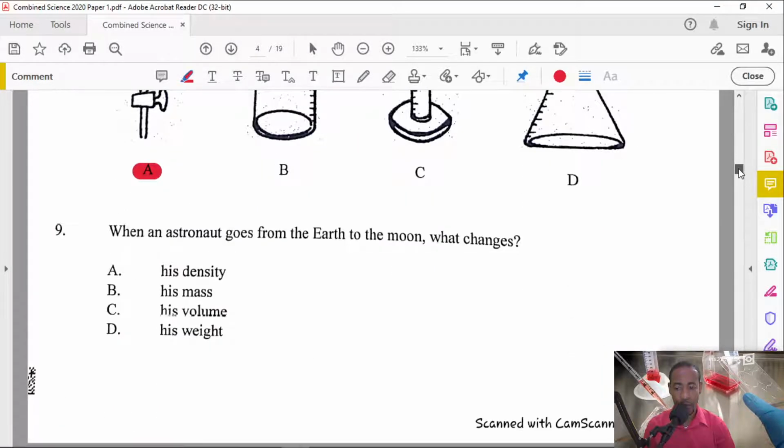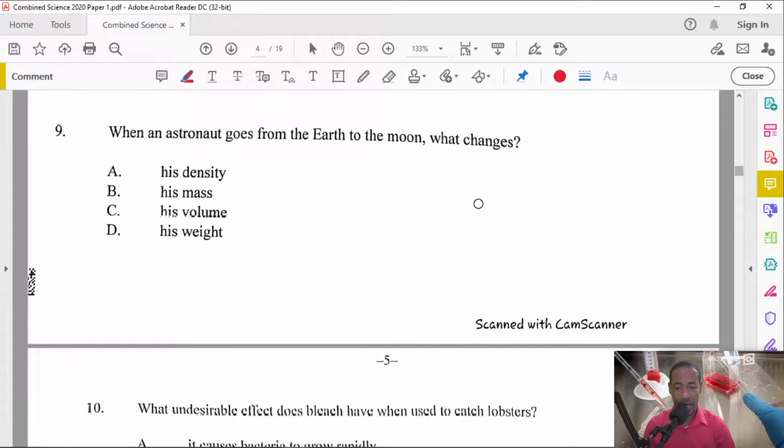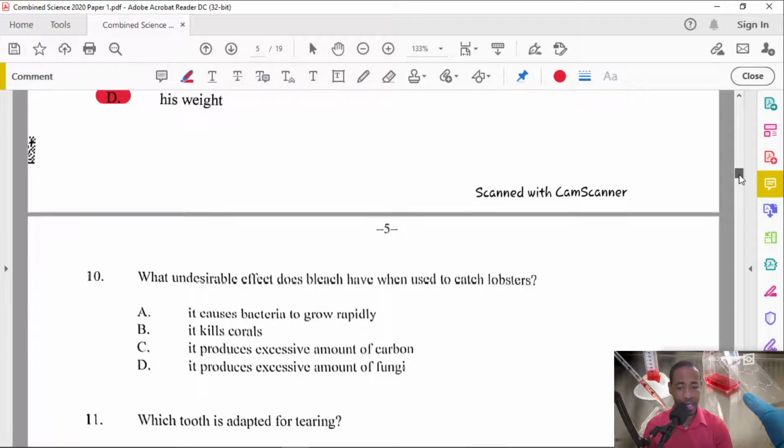All right. Question number 9. It said, when an astronaut goes from Earth to the moon, what changes? All right, so now we're looking at what changed about the astronaut. Is the density changing? No, because density is the mass per volume. The person will have the same mass and also take up the same space. So absolutely not. The mass will remain the same. The volume will remain the same. So the weight will change due to difference in gravity. Okay. So there's a difference in gravity, so definitely that will change.